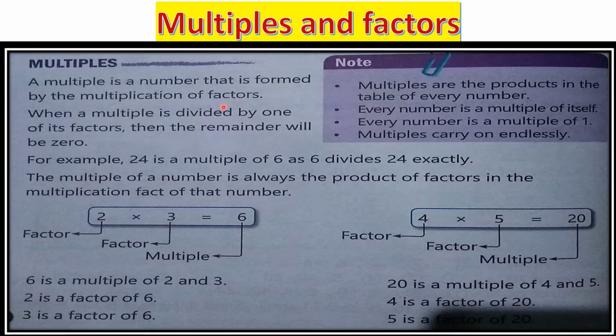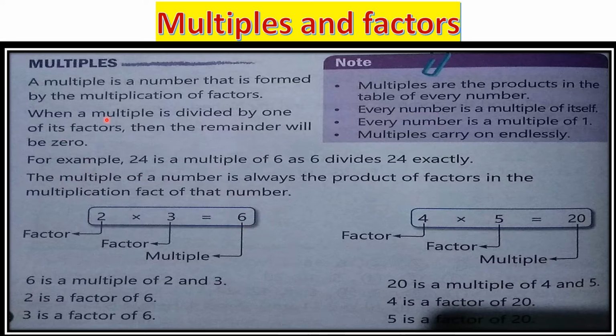Multiplication of two factors. Suppose see this example: 2 multiplied by 3 is equal to 6. So this 2 is a factor and this 3 is also a factor of this 6. Why? Because if we divide 6 by 2, we get remainder 0, and if we divide 6 by 3, we also get remainder 0. That means 2 and 3 are factors of 6. Got it, children?